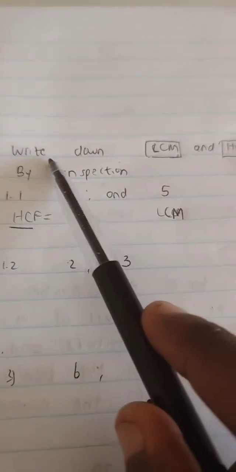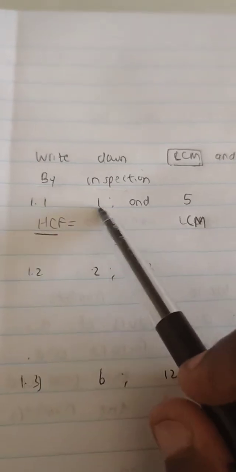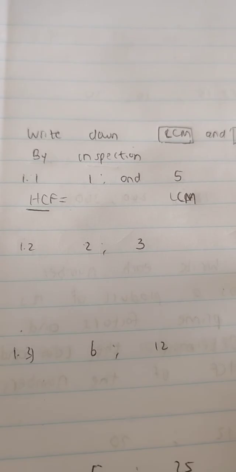We just want to state the lowest common multiple and the highest common factor by inspection, not by using any method. Between 1 and 5, are we all agreed that it is the highest number that 1 and 5 go into? I'm saying goes into. That's not true. Sorry guys, that's not true actually.